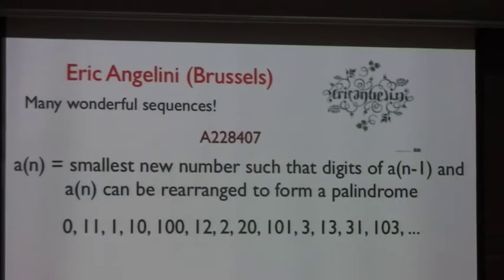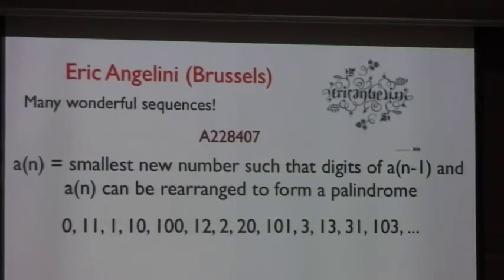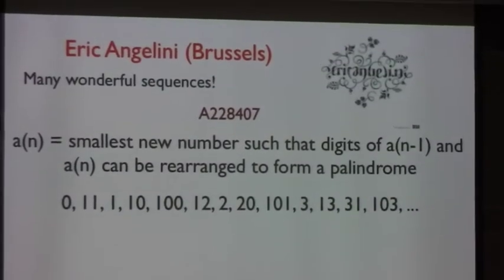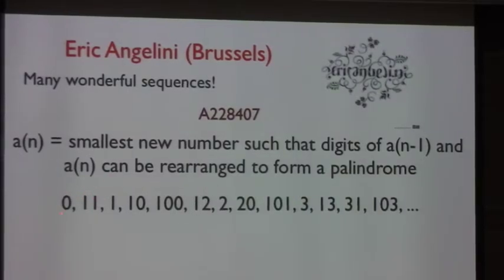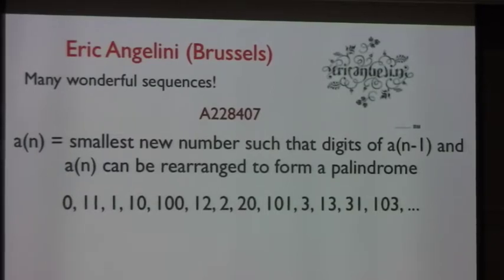So, change the subject. There's a contributor, Eric Angelini, who is in Brussels, who has sent in many wonderful sequences. And here's one of his that I really like. It starts with 0. The rule is, if you look at the combined digits of 2 successive terms, they should be rearrangeable to form a palindrome. And you always take the smallest number that's not already in the sequence.